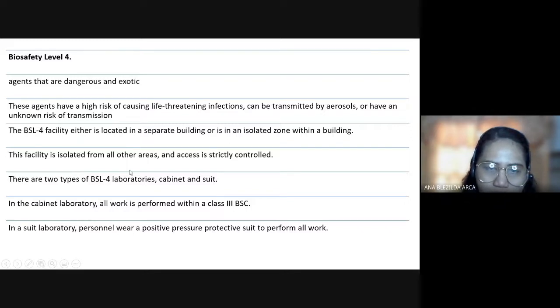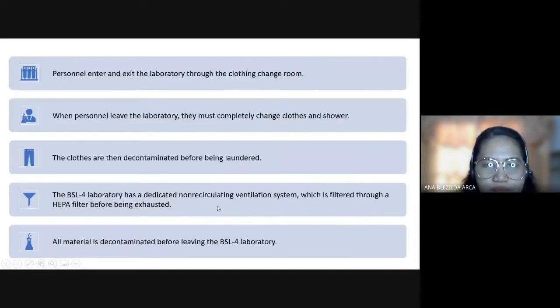So, also, you must have the cabinet and the suit for that. And then you're going to use the class 3 biosafety cabinet for that. Again, for the level 4, use the class 3 biosafety cabinet. So, personnel enter and exit the laboratory through the clothing changing room. So, dapat class, mag-shower ka rin dyan whenever you leave the laboratory, dapat meron kang change of clothes and shower. And then yung ginamit mong damit doon mo rin siya lalabhan. Di ba? They should be decontaminated pa. So doon na rin naglalaba in the laboratory.